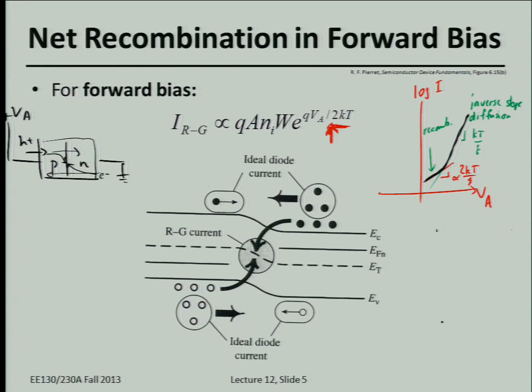So the question is, practically, how can you extend this region of ideality? That's a good question. Does anybody want to offer a guess?